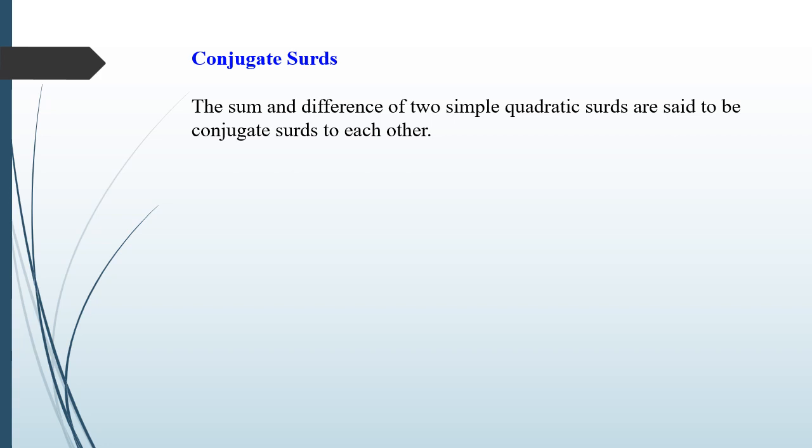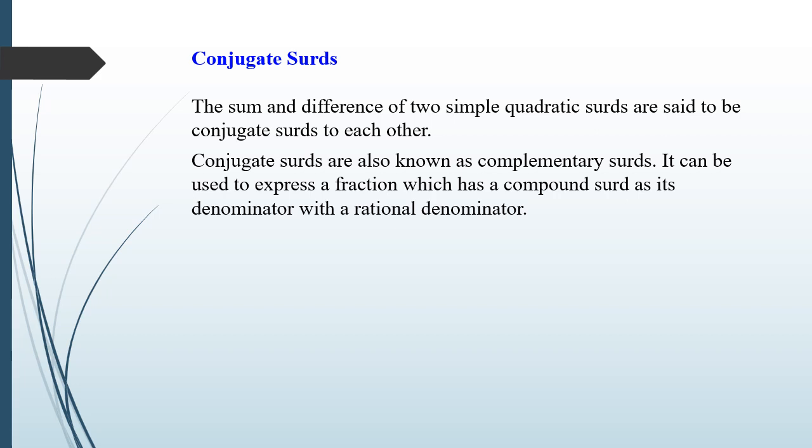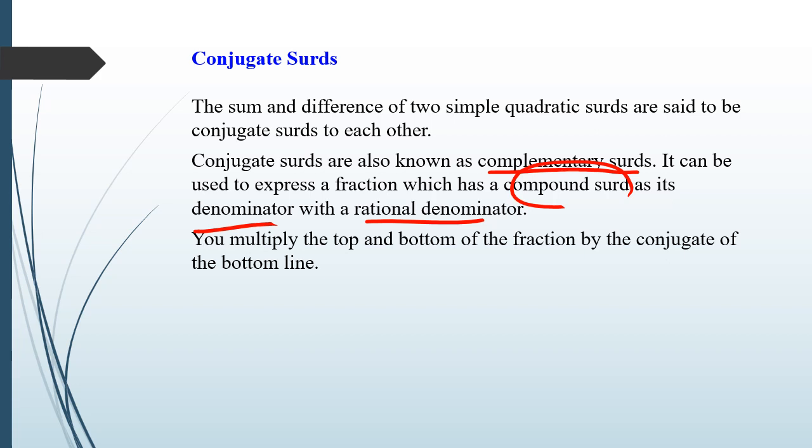Conjugate surds. The sum and difference of two simple quadratic surds are said to be conjugate surds to each other. Conjugate surds are also known as complementary surds. It can be used to express a fraction which has a compound surd as its denominator with a rational denominator. Okay, so let's see what it means by conjugate. You multiply the top and bottom of a fraction by the conjugate to what? To eliminate the surd.